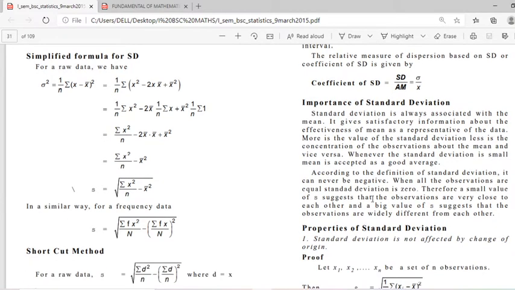So here we can see some importance of the standard deviation. You can read: standard deviation is always associated with the mean, because we have to take the difference from the mean. It gives satisfactory information about the effectiveness of the mean as a representative of the data. The greater the value of the standard deviation, the less is the concentration of the observations about the mean. Okay, I will show that.